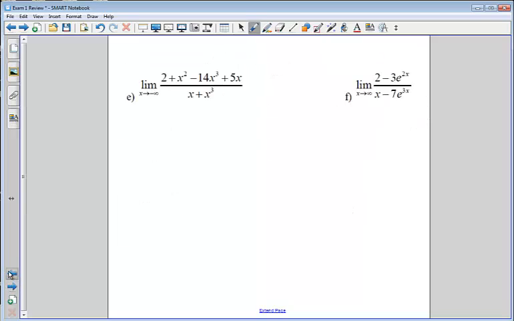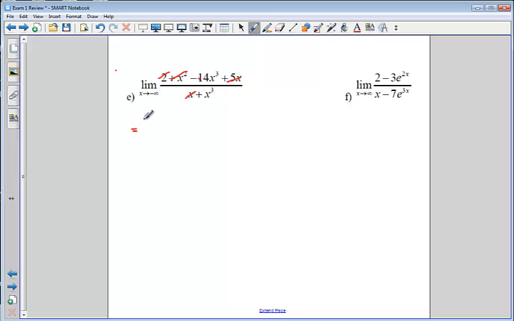All right, the last two limits are limits as you go to plus or minus infinity. So let's just do part E. Now remember, this turns out to be real simple. I'm going to switch colors here. When you go to infinity, you can always cross off the lower degree terms. So here's the highest degree term right here, the cube. So I can cross off the 5x, the 2, the x squared, and I can also on the bottom cross off this x.